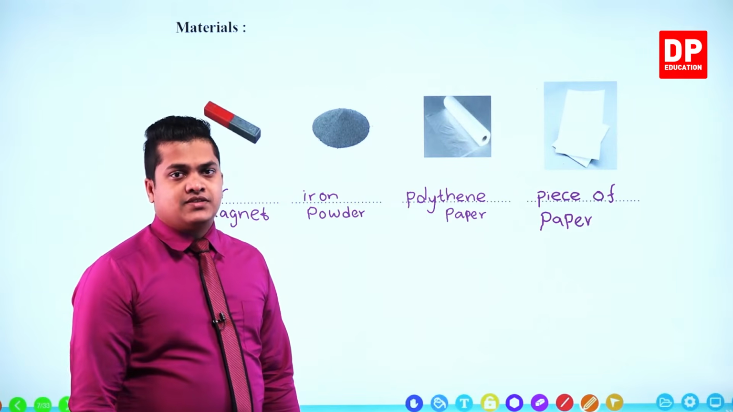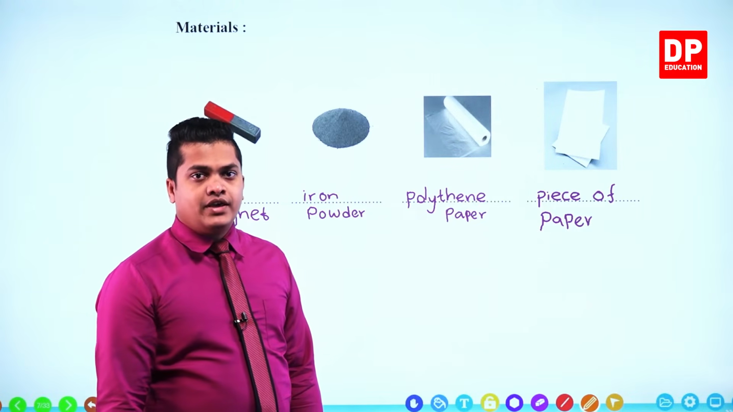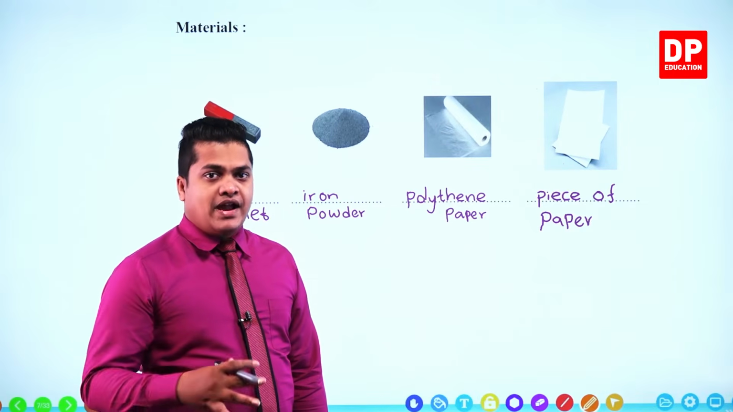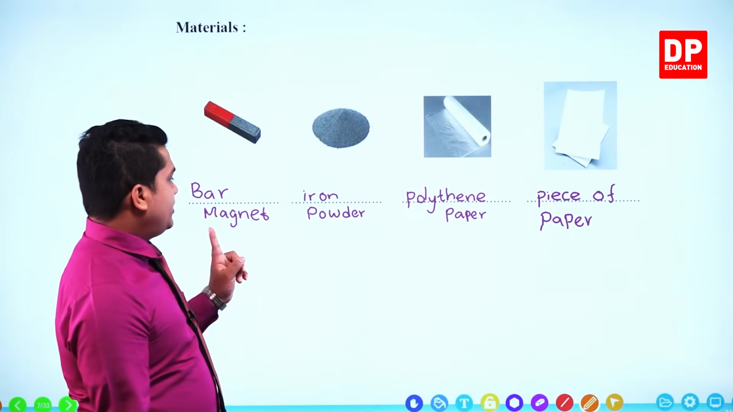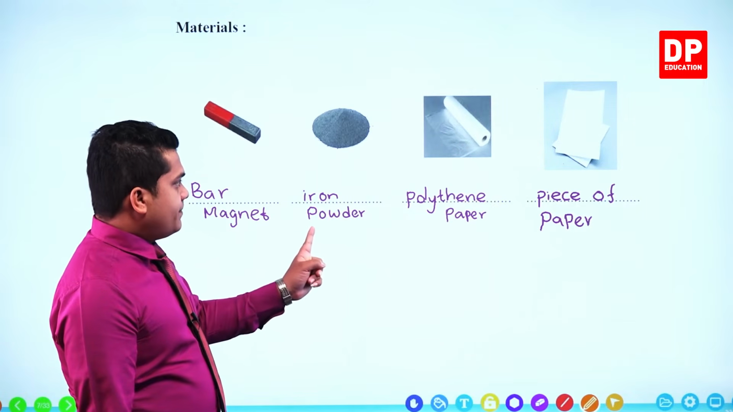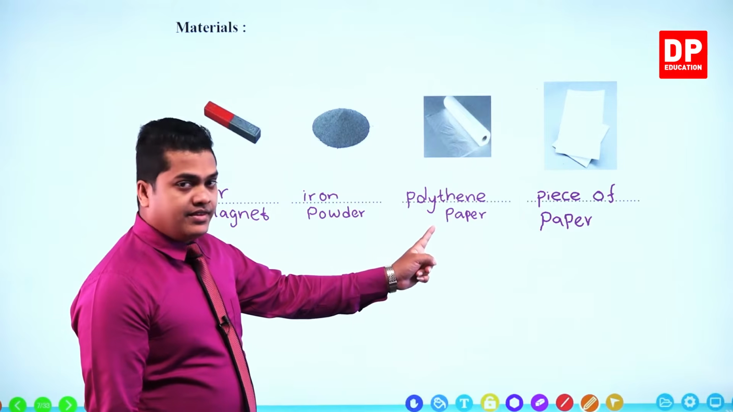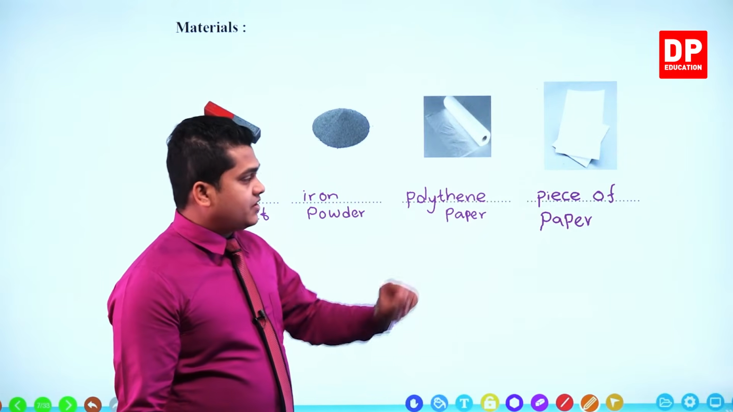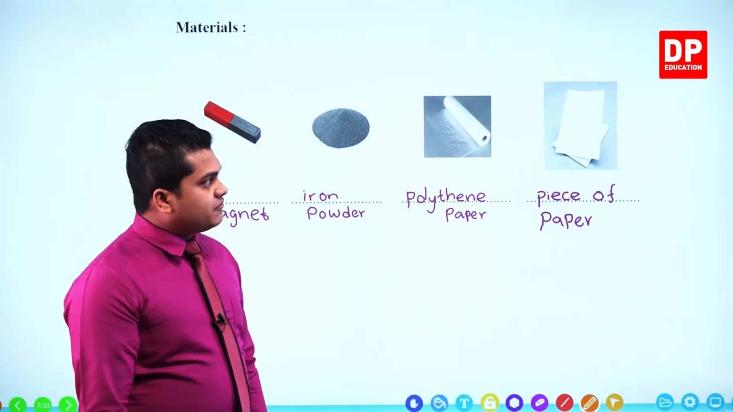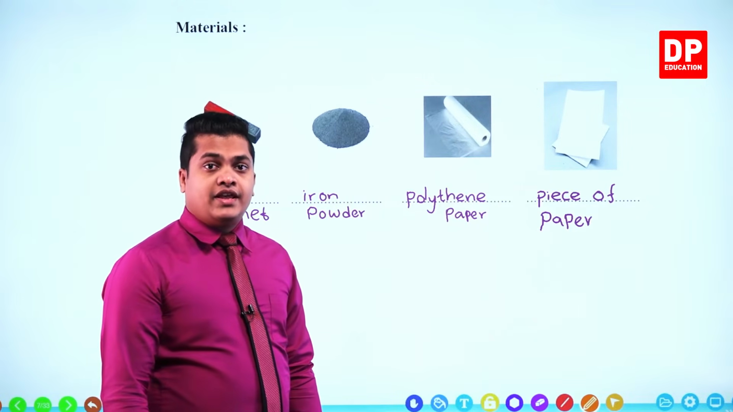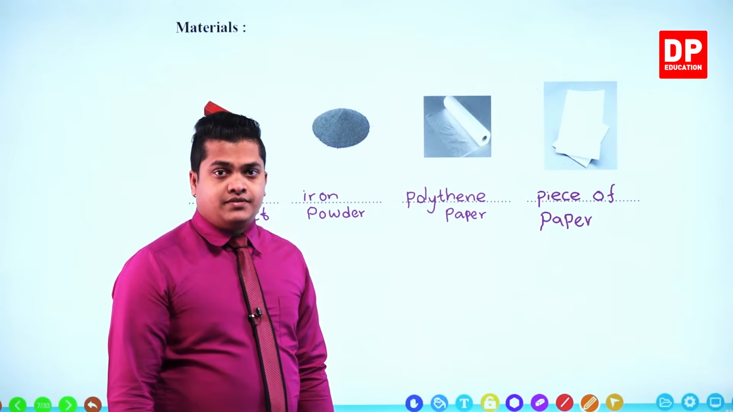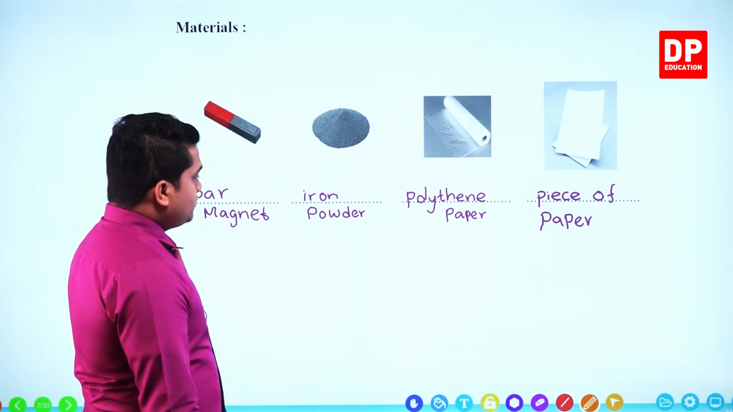So these are the materials you'll need to identify the magnetic poles and the magnetism around a magnet: a bar magnet, iron powder, polythene paper, and a piece of paper. A piece of white paper would be more accurate. You can take an A4 sheet for this activity. So we'll see the method to conduct the activity.